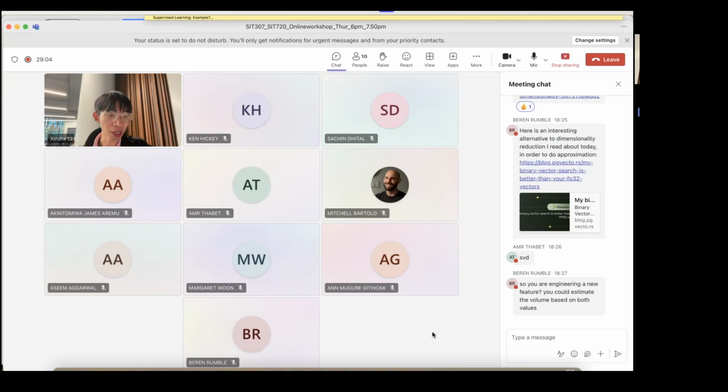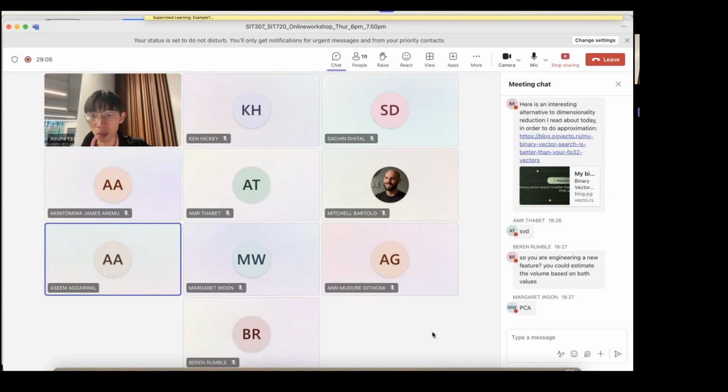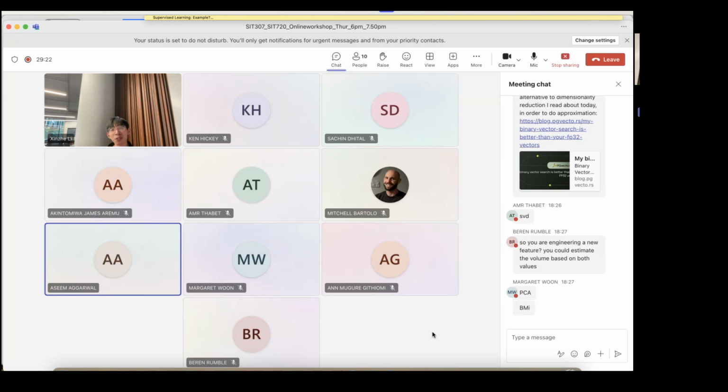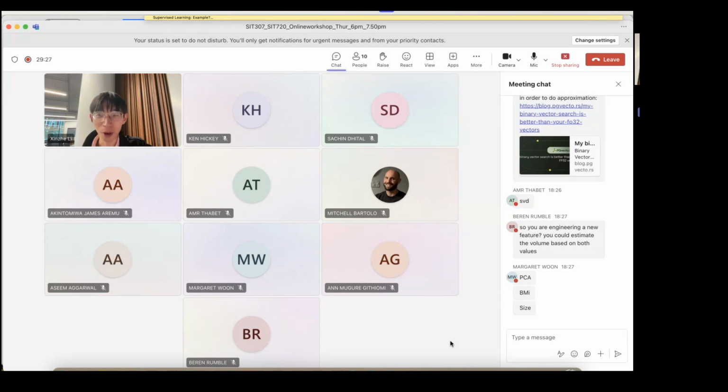Yep, we are engineering a new feature. Like we can calculate the ratio of weight and height. Like in the fitness gym, they calculate the BMI according to the weight and height. Yeah, the ratio, the BMI. BMI is the keyword. Actually, in all the workshops, the students' answer is BMI. So correct. But this is a really interesting test.